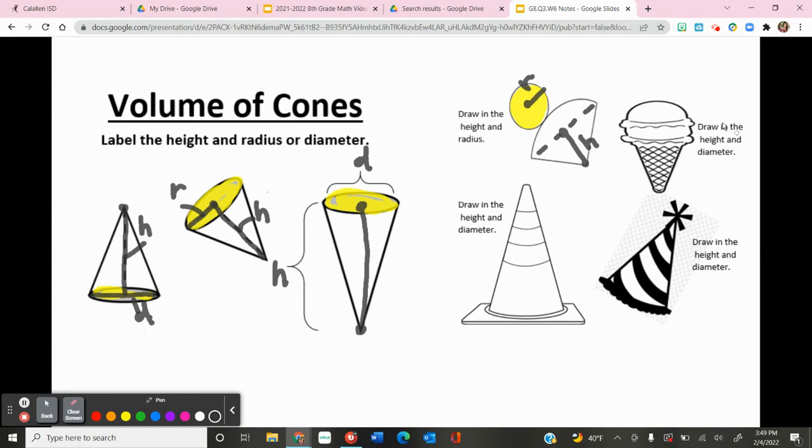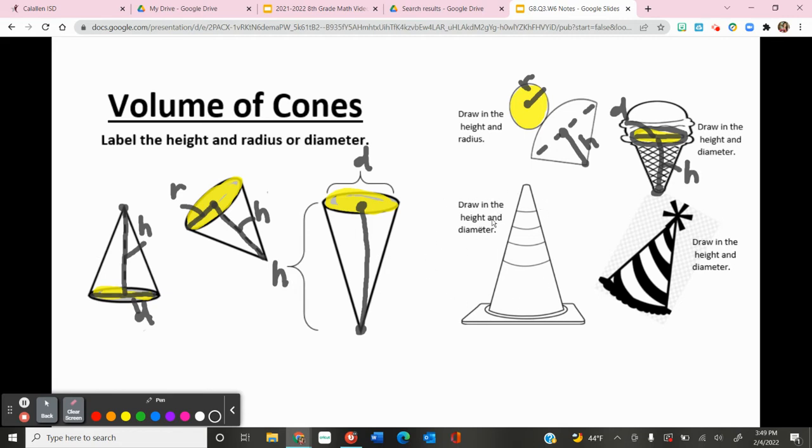Now, looking at the ice cream cone, they want us to draw in the height and diameter. So the ice cream is sitting on a cone, and its base is a circle, which would look like this. Now your diameter goes all the way across your base. So this would be your diameter. Okay. Now the height of your cone, again, is from the peak of your cone to the center of your base. This would be your height.